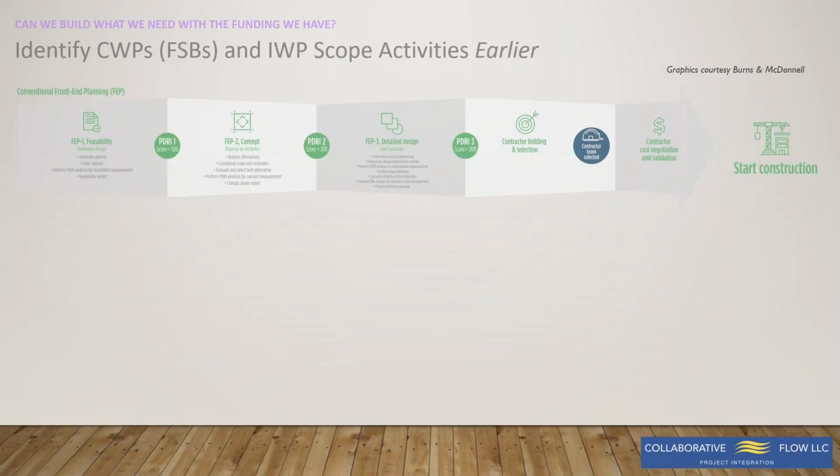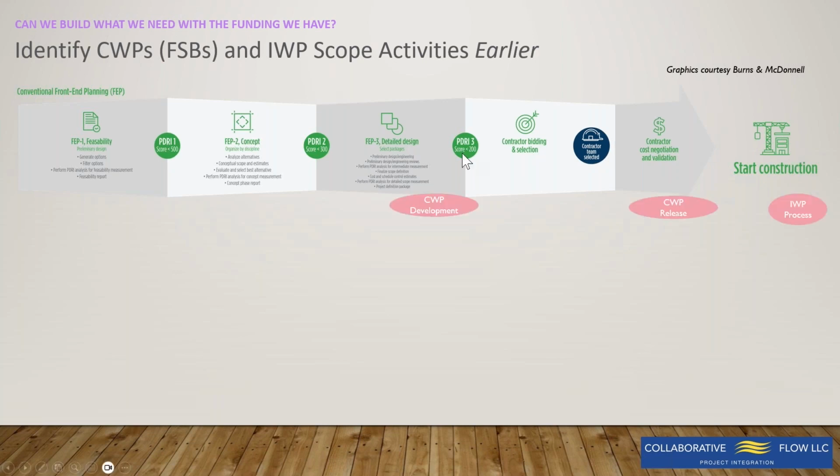We'll go through and see how this looked. This was something we developed when I was at Burns & McDonnell as a way to look at this. It was a graphic they had developed for the typical FEP process. FEP 1, 2, 3, you get bids, hire your contractors, do the validation, and start construction. Pretty straightforward. I think this is right out of CII. And basically, the CWP development starts happening here. The CWP and the IWP process happen later.